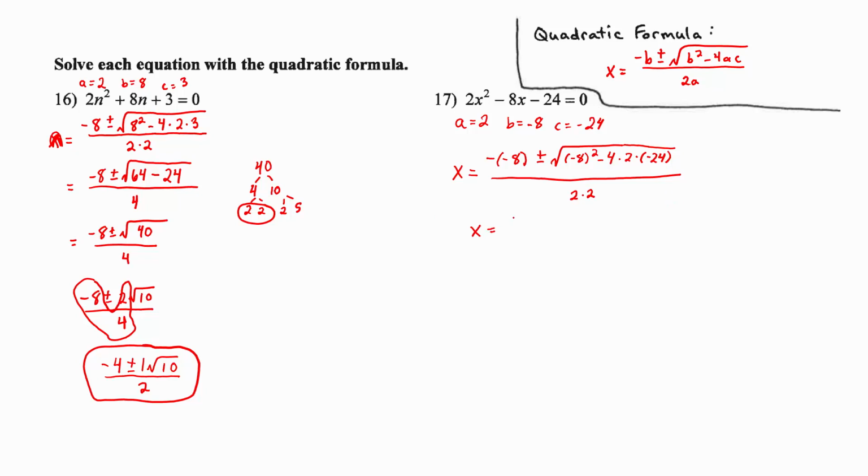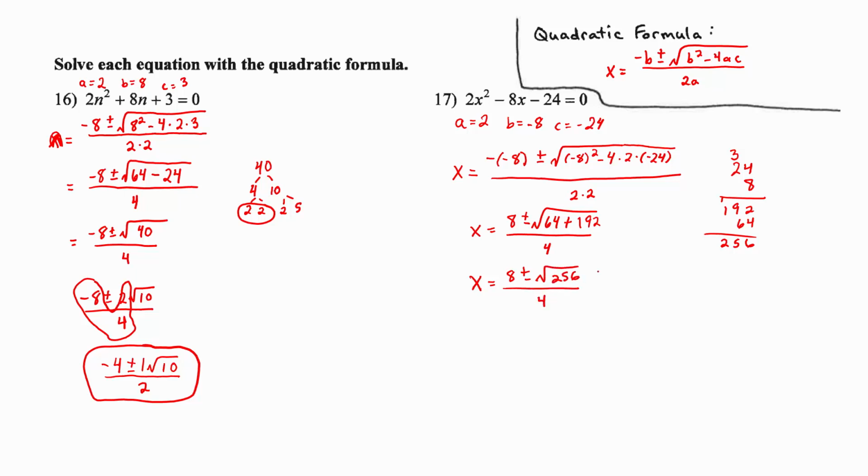So the negative 8 turns to positive. 2 times 2 on bottom is 4. Negative 8 squared is still 64. But here I have a negative times a negative, which is going to make there be a plus. 4 times 2 times 24. 8 times 24 is 192. And then I have to do 64 plus 192, which is 256. It's always helpful to check and see if this is a perfect square.